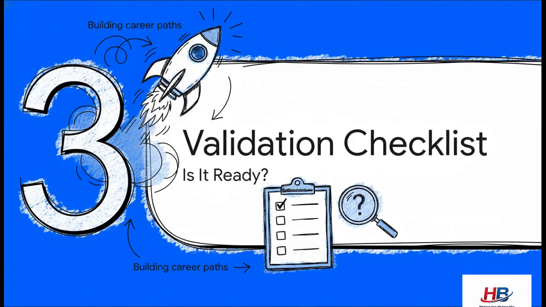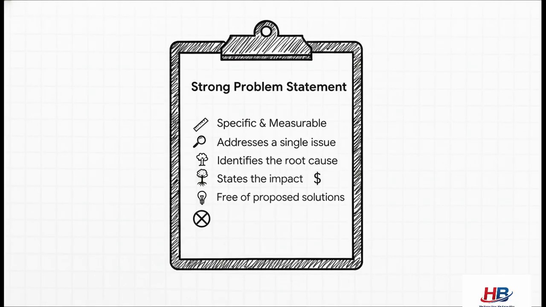But hang on, before you run off and start building a bunch of new career paths, there's one last crucial step. You have to validate that your problem statement is rock solid. And this simple checklist is going to make sure you've done your homework. So just run your statement through these checks. Is it specific and measurable, like that 15% turnover? Does it focus on one single issue instead of trying to boil the ocean?